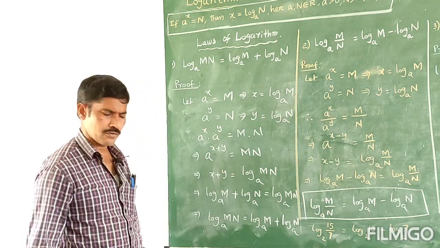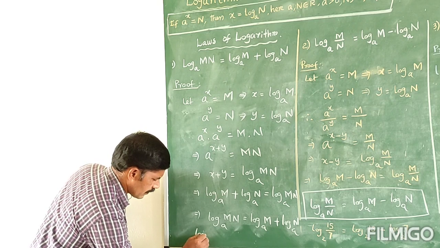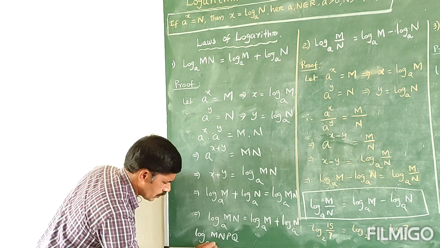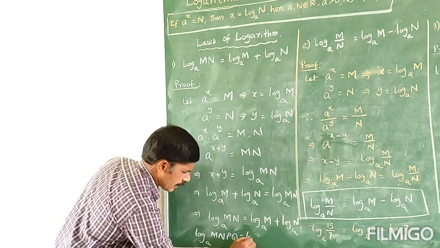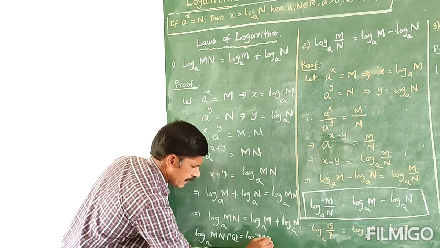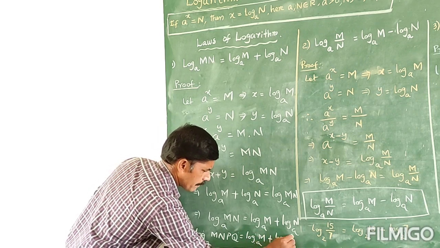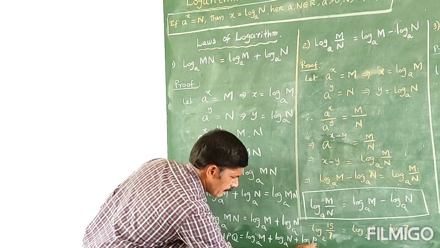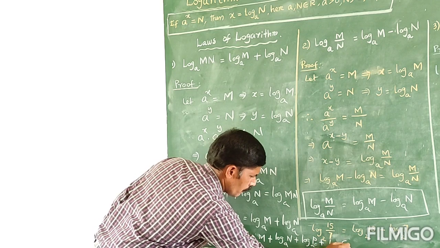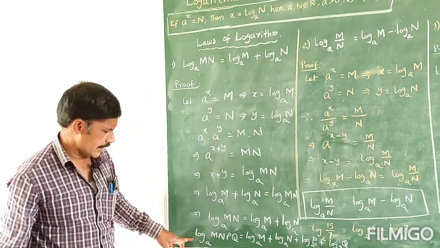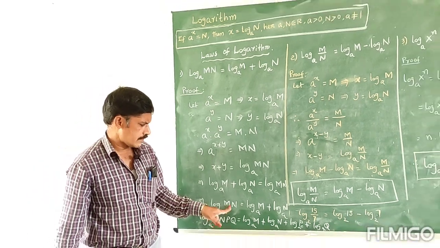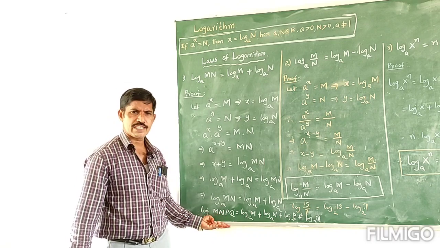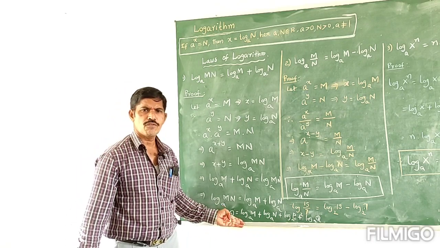We can extend this formula also, not only mn. For example, if it is given logarithm of mnpq to the base a, we can extend it as logarithm of m to the base a plus logarithm of n to the base a plus logarithm of p to the base a plus logarithm of q to the base a. If mn, two factors are there, then it is a sum of two logarithms. Here mnpq, four factors are there, then it is a sum of four logarithms.